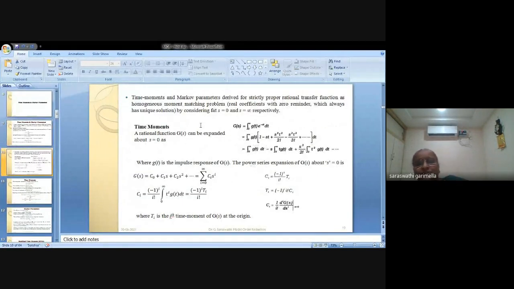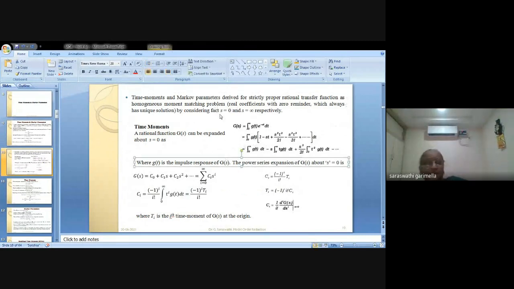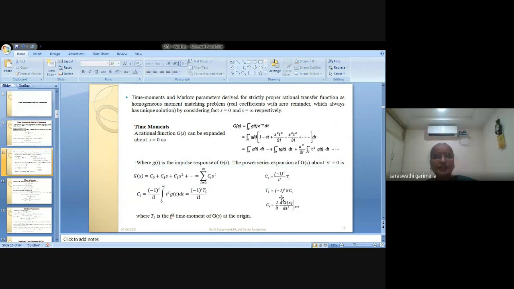Considering the fact s tends to 0 and s tends to infinity respectively, because if you take s tends to 0, then you will get time moments, and if you take s tends to infinity, then you will get Markov parameters. So a rational g of s can be expanded about s equal to 0, where g of s is the Laplace transform of g of t, we all know.